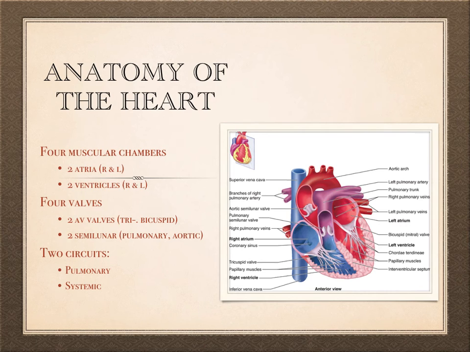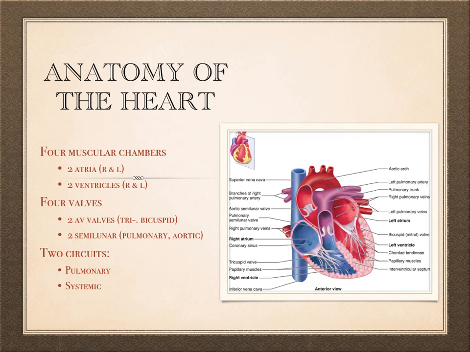And so there's a valve between the atrium and the ventricle. These are the AV valves. They also have another name. The valve on the right side between the right atrium and right ventricle is the tricuspid. It has 3 flaps. The valve between the left atrium and left ventricle is the bicuspid. It has only 2 flaps. Okay, and so when the ventricle contracts, that valve shuts and it prevents blood from going back into the atrium.